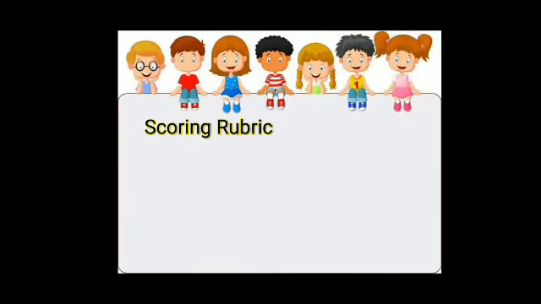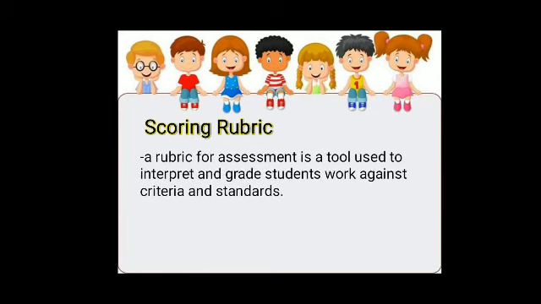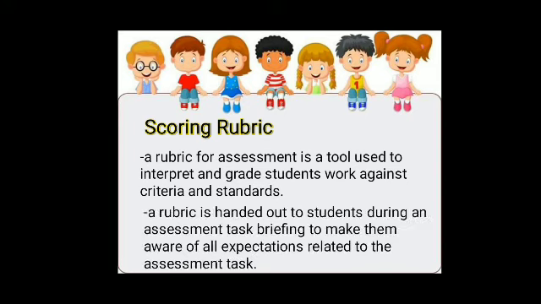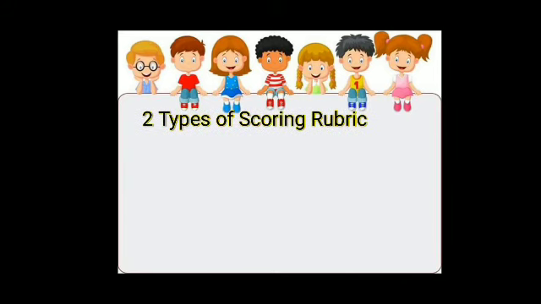What is a scoring rubric? A rubric for assessment is a tool used to interpret and grade students' work against criteria and standards. A rubric is handed out to students during an assessment task briefing to make them aware of all expectations related to the assessment task. There are two types of scoring rubric. First is the holistic rubric, and second is the analytic rubric.